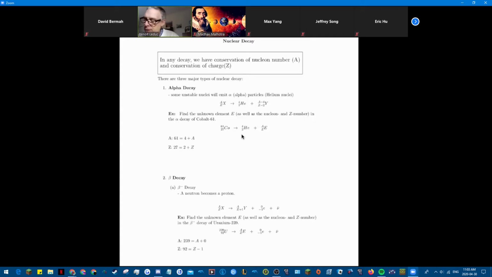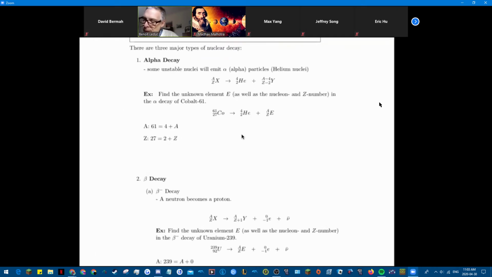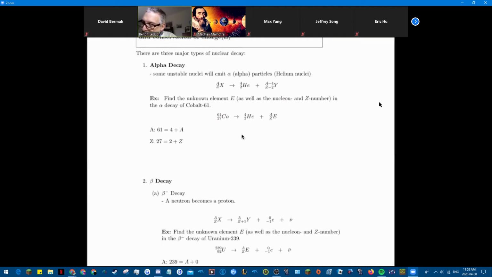So let's do this one right here. Find the unknown element, as well as the nucleon and Z number, in the alpha decay of cobalt-61. Cobalt-61 is radioactive. It's kind of unstable. It will break, and one way that it can break apart is by alpha decay. In alpha decay, you always have helium plus an unknown here. So how are we going to find this unknown element?